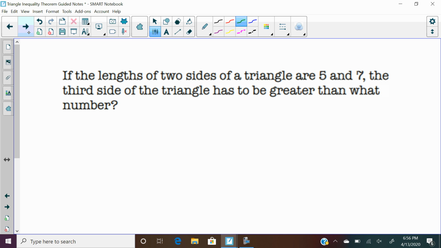If the lengths of two sides of a triangle are 5 and 7, the third side of the triangle has to be greater than what number? To figure out the number it's greater than, we subtract. So 7 minus 5 is 2. So it must be greater than 2.